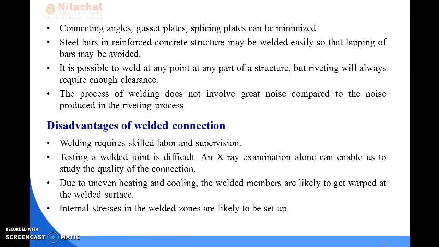The next one is that the process of welding does not involve great noise compared to the noise produced in the riveting process. You know that in case of riveting process, we need a bolt and nut, and by applying a moment to the nut with pliers or wrenches, it produces unpleasant noise. But in case of welding connection, the creation of noise is very minimum compared to the riveting or bolting connection.